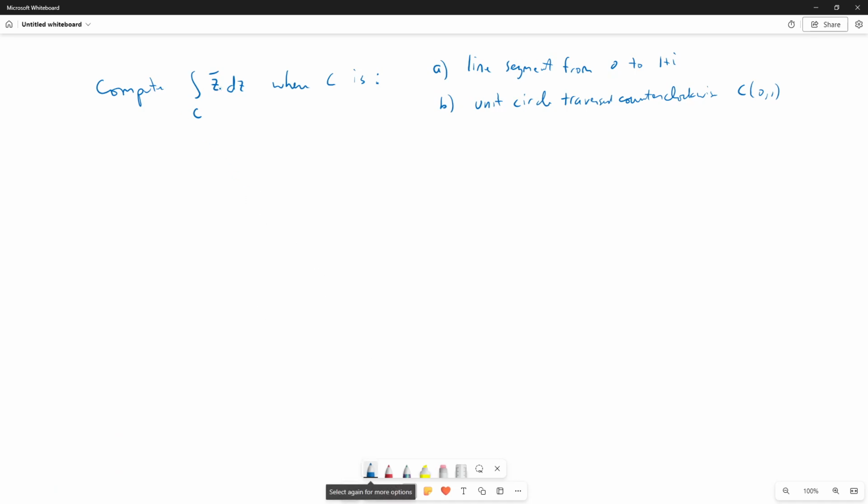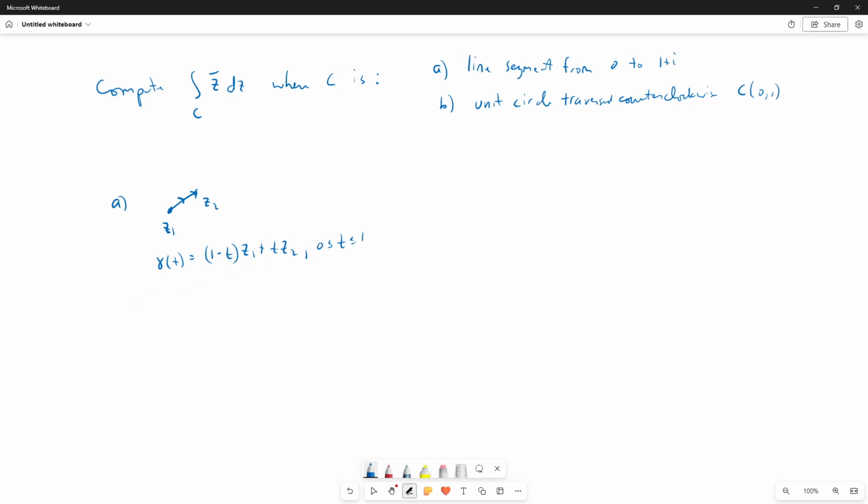We would like to compute the integral of z bar dz along the contour C, where C is first the line segment from 0 to 1 plus i, and second, the unit circle traversed counterclockwise. So in part A, in general, if you have a line segment whose initial point is z1 and whose terminal point is z2, then the parameterization is gamma of t equals (1 minus t) times z1 plus t times z2, where t goes between 0 and 1.